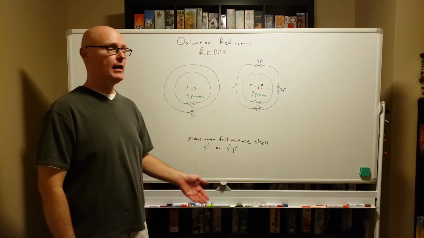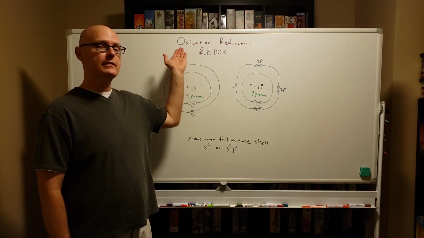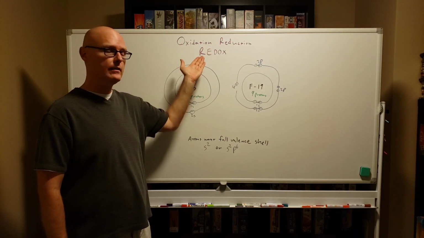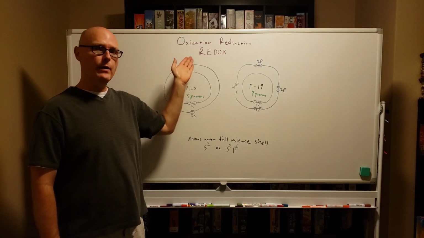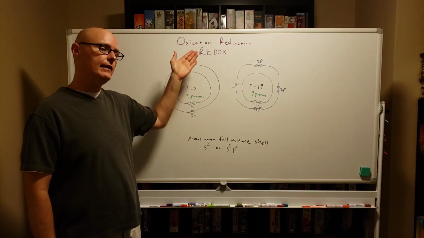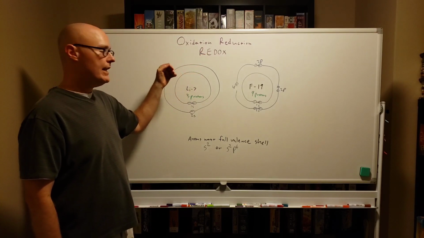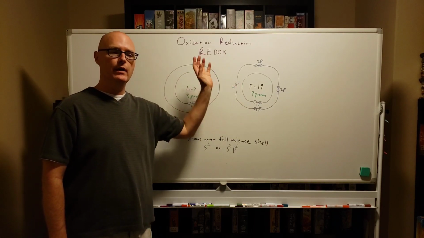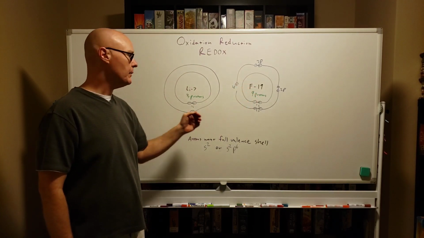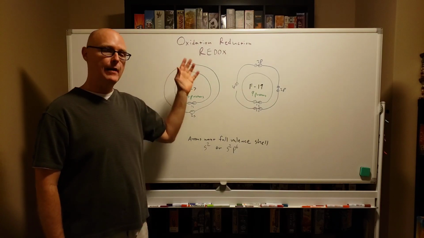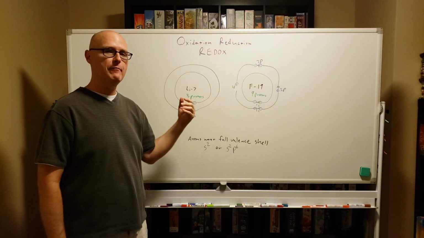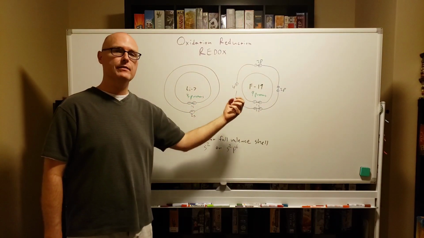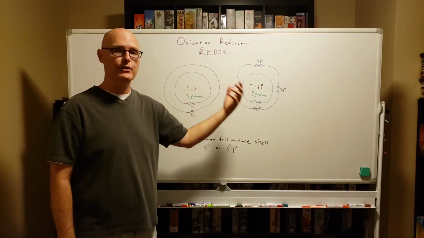Hello. Today we're going to talk about redox reactions, or oxidation reduction reactions. You could say reduction oxidation reactions, redox. In a redox reaction, we're typically talking about ionic bonding. In an ionic bond, one atom will give up an electron to another atom. The atom that gives up the electron is said to have been oxidized. The atom that receives the electron is said to have been reduced.